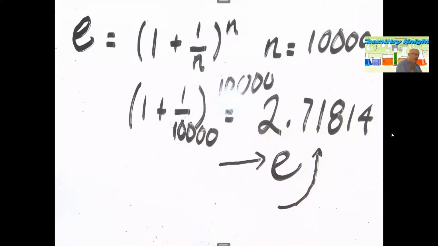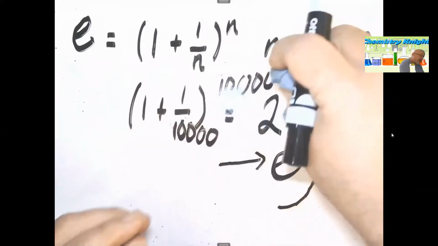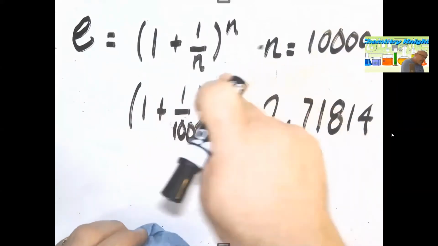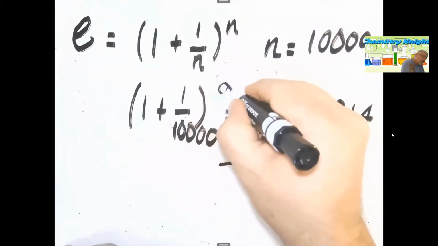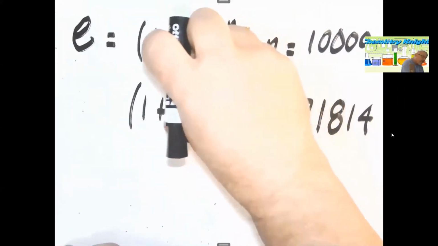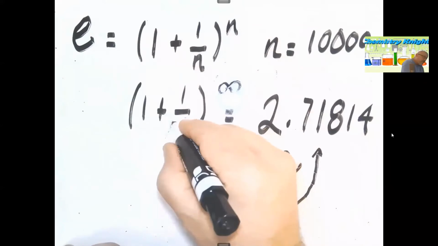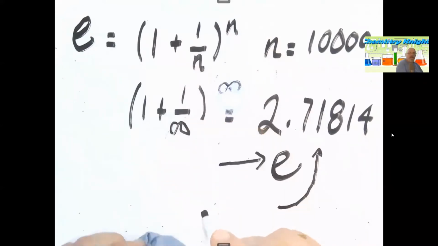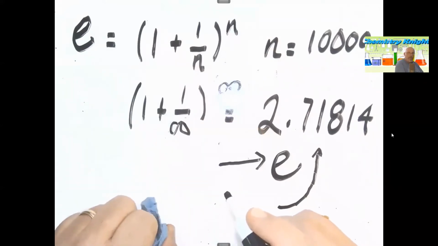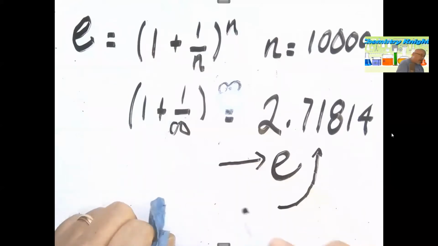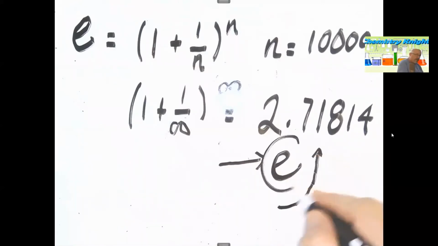We could even write it like this. We could say, instead of 10,000, we could use a symbol for infinity. 1 plus 1 divided by infinity to infinity power. Well, that will be precisely E.